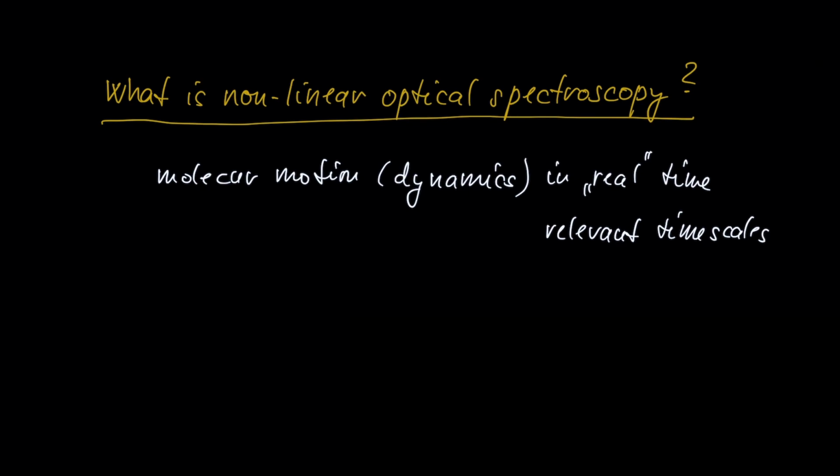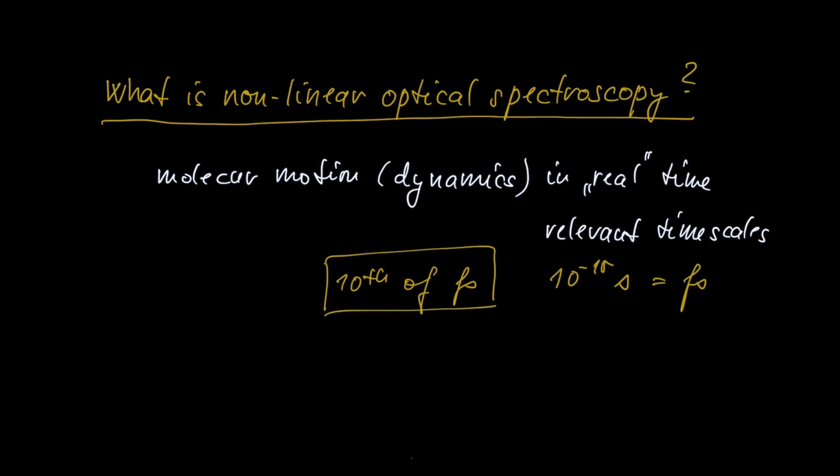This means something like tenths of femtoseconds. 10 to the minus 15 seconds is a femtosecond, and we are talking about tenths of femtoseconds. That's the relevant time scale to which this optical spectroscopic technique allows us to dive. It's an experimental tool.